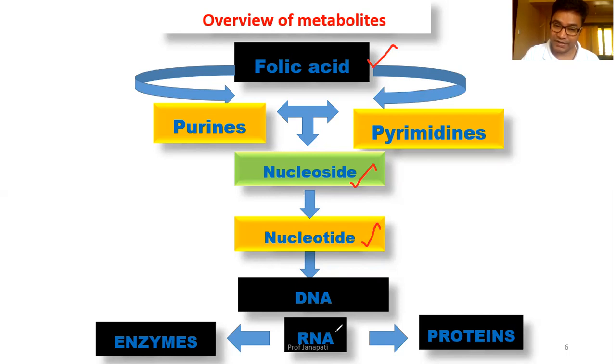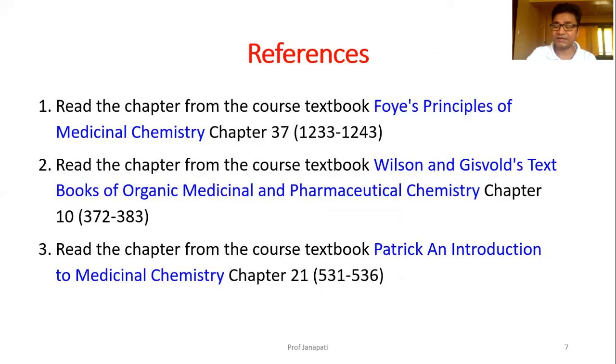From DNA, RNA is produced. From RNA, you are getting proteins. DNA to RNA is transcription. DNA to DNA is the replication process. Then from RNA you can get the proteins, which can convert to enzymes. So this is how these important metabolites act in our body. They help in the production of DNA, RNA and enzymes.